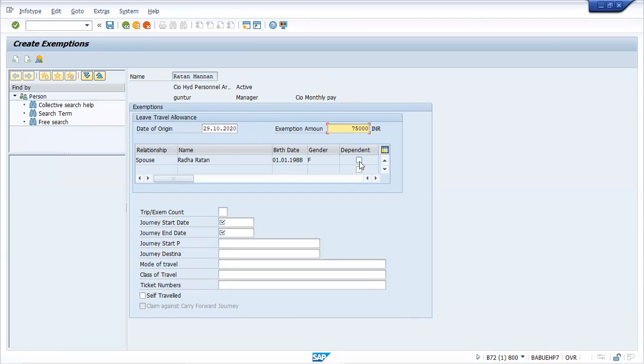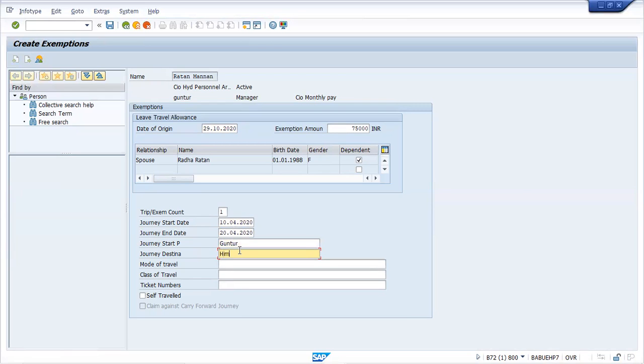Okay. So dependent. Can I click here, sir? Yes, dependent. You can create that. Now you maintain trip count. Trip count you can make 1, because suppose it is the first trip. Journey start date, I'm taking 10.04.2020. Trip end date 20.04.2020. Start place is Guntur.